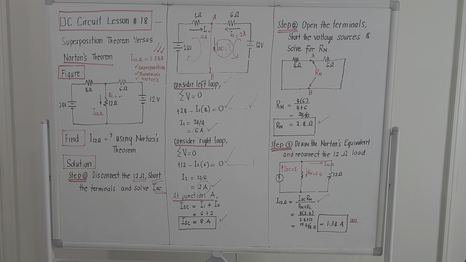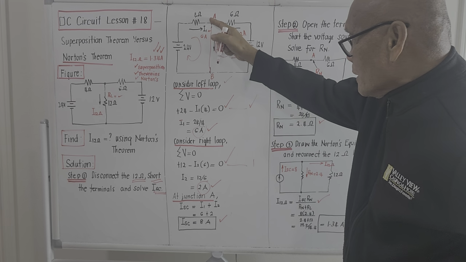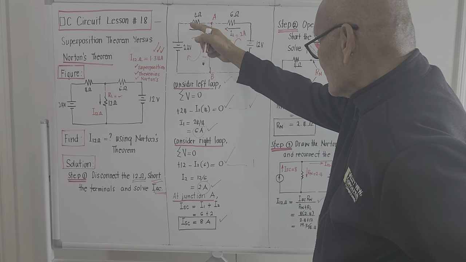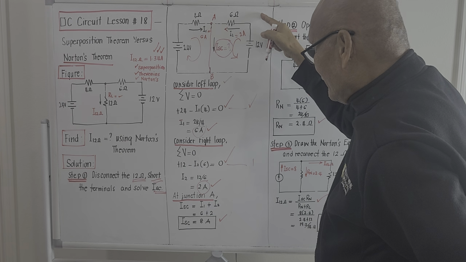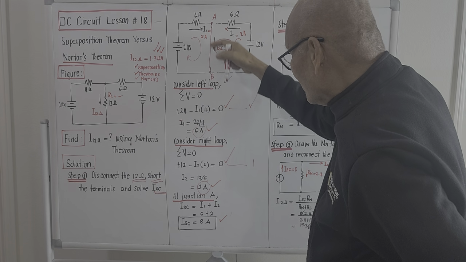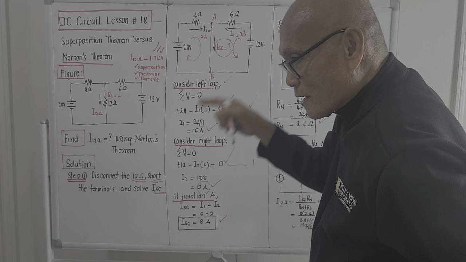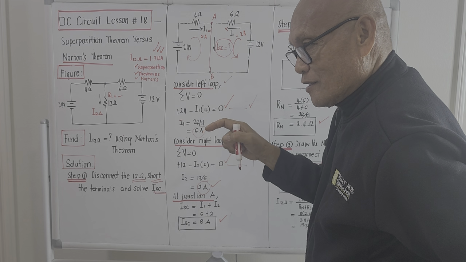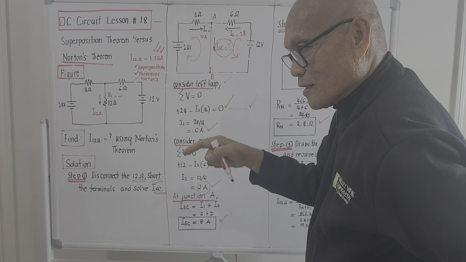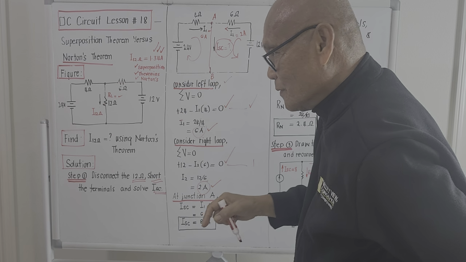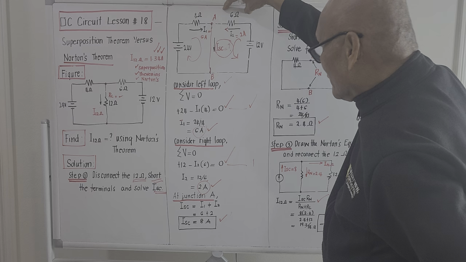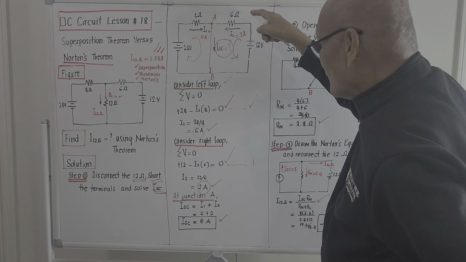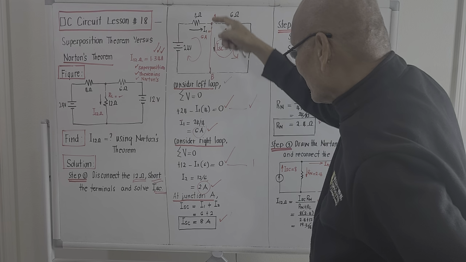If there is a shorting wire here, this 6 amperes will not go through this 6 ohm load. Why? Because there is no resistance here. A current will pass through a path in which the resistance is lesser. Since there is a 6 ohm load here, this 6 amperes will not pass through the 6 ohm load. It will just pass through the shorting wire.